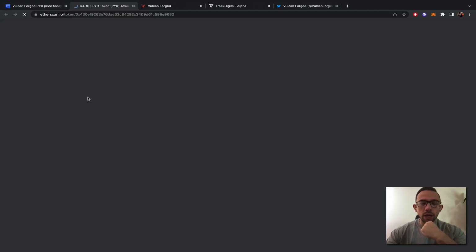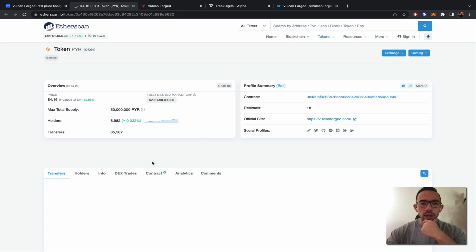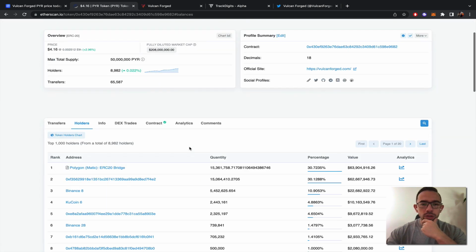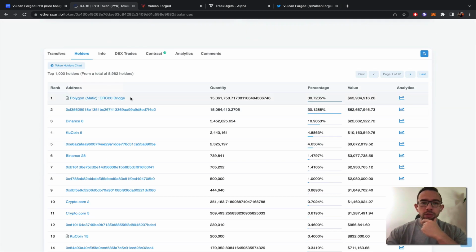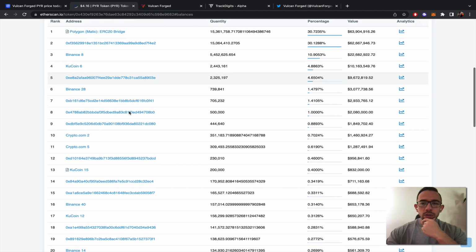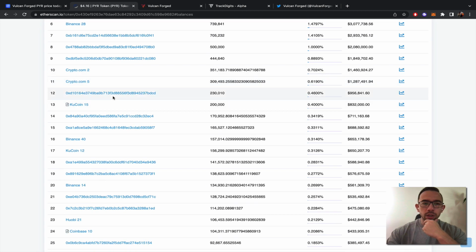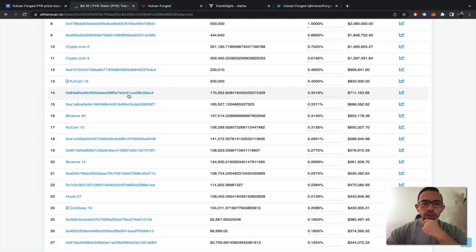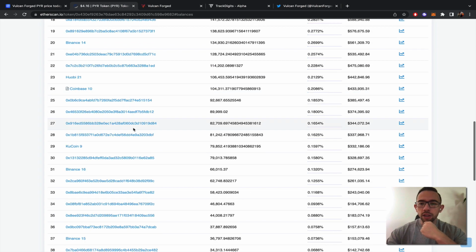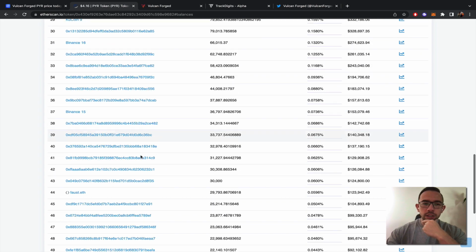If we go to Etherscan and just have a quick look at the holders. Okay, so the bridge is holding a lot of tokens, Binance, KuCoin, Crypto.com, KuCoin. There are some individual wallets here. I'm not going to open everything, but we see a significant amount of holders.